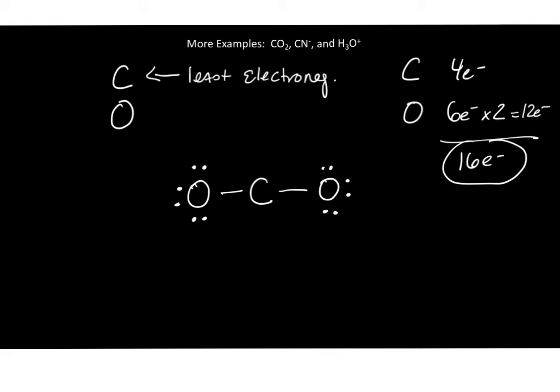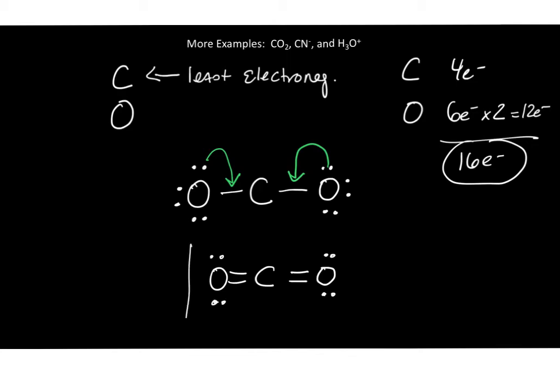Since carbon has 4, I need to get 2 more pairs of electrons in there for carbon to have a complete octet. So I'm going to share this pair from this oxygen, this pair from that oxygen, and then I'm going to redraw the structure with those. Those are now going to be double bonds. So carbon is double bonded to an oxygen, double bonded to an oxygen, and now each oxygen has 2 lone pairs around it.